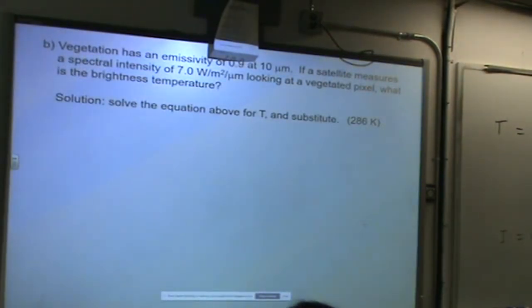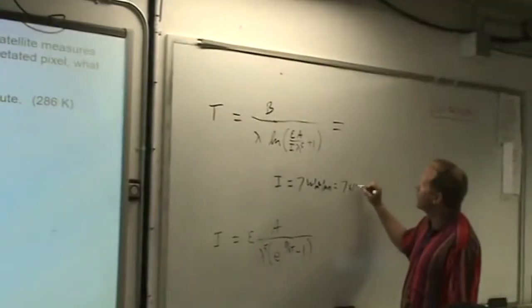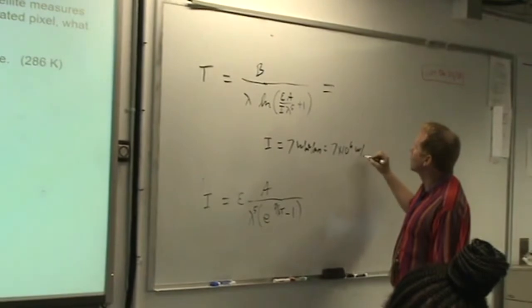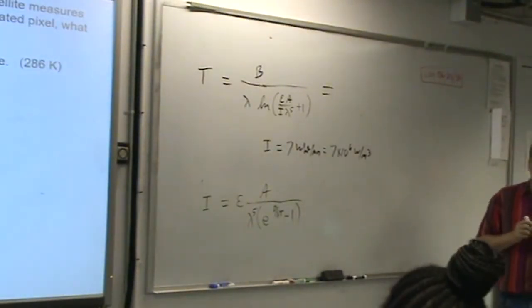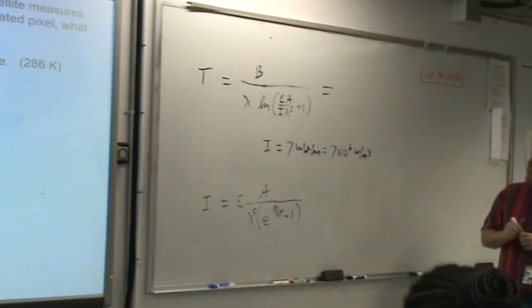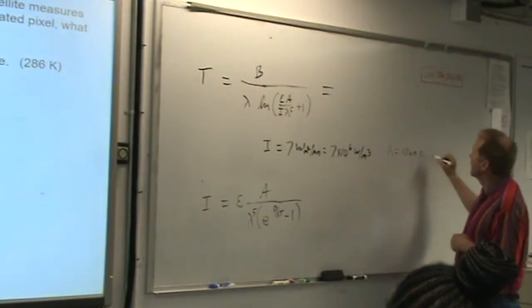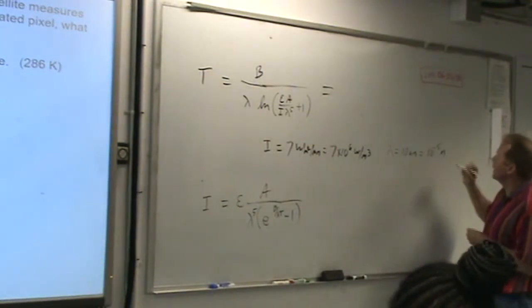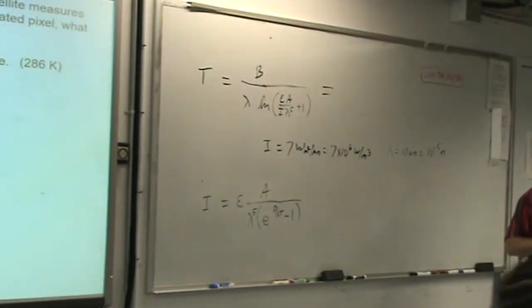Okay. One thing to remember is that I is going to be equal to 7 watts per meter squared per micron, which is going to be equal to 7 times 10 to the 6 watts per meter cubed. And then lambda is equal to 10 microns, which is 10 to the minus 5 meters. So you have to make one of those conversions in order to come out right.